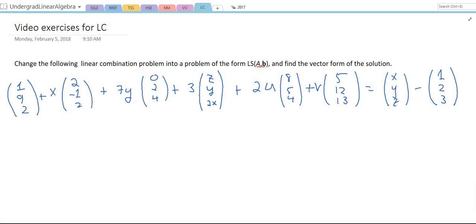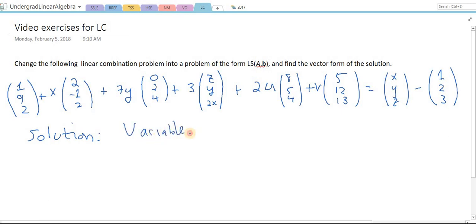Okay, let's talk about the solution. We want to isolate the variables. The variables are x, y, z, u, and v. So that means that my n is 5. You should always be asking yourself, what is n, what is r? Because that tells you something about the characteristics of the solution.